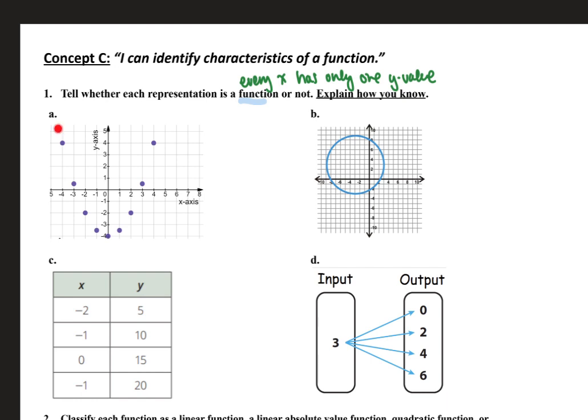Okay, so let's go through part A. We're going to look at all of the points. In this case, this x value is -4. It looks like there's only one value. At -3, there's only one y value. -2, only one. -1. We can also do the vertical line test. It looks like for all of these points, that x value only has one y value. So I'm going to say yes, this is a function, because every x has only one y.